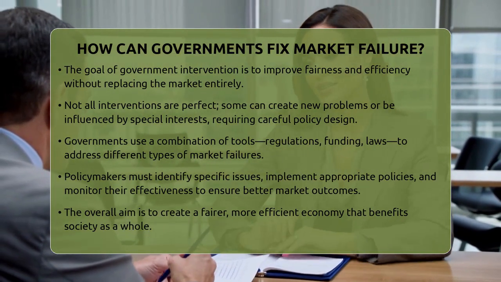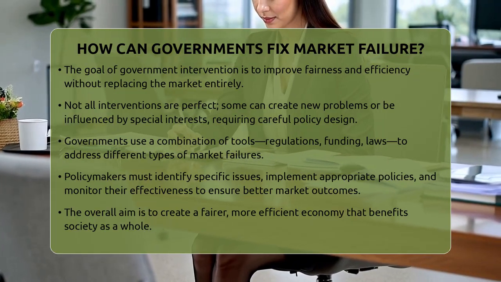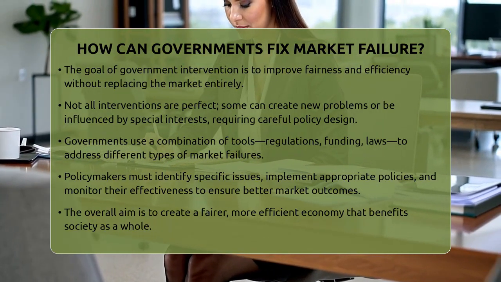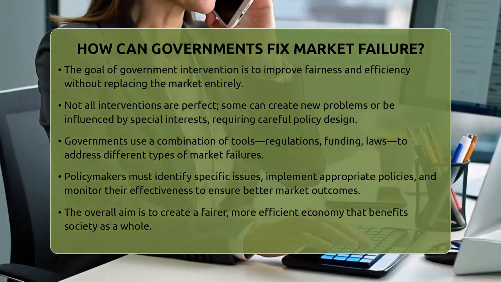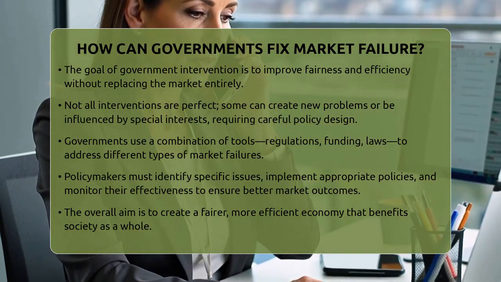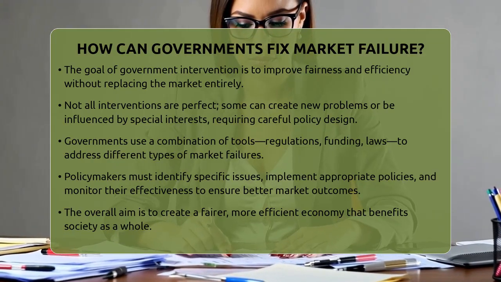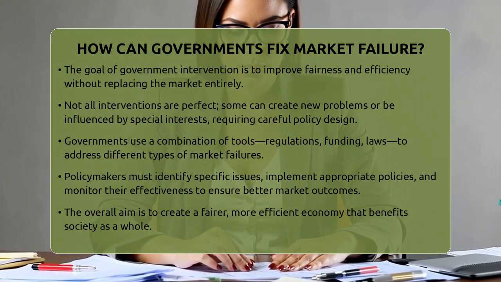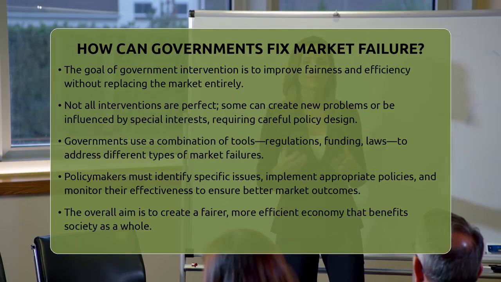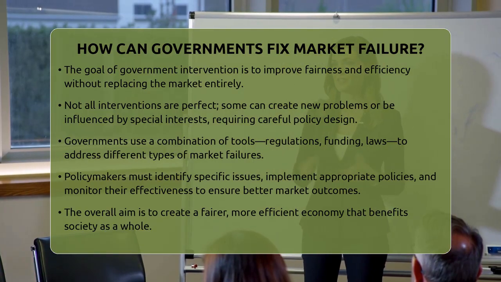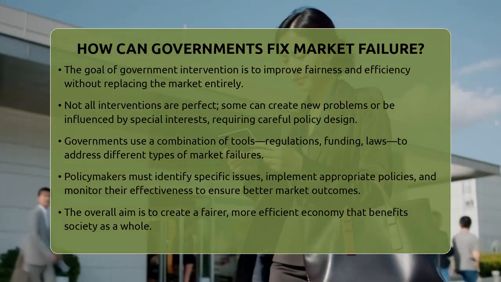They might impose regulations on factories to reduce pollution, fund public schools, enforce laws to prevent monopolies, or require companies to share important information. The key is to identify the specific failure, design policies that address it, and keep checking if they work. This way, markets can do their job better, and society as a whole can benefit from a fairer, more efficient economy.